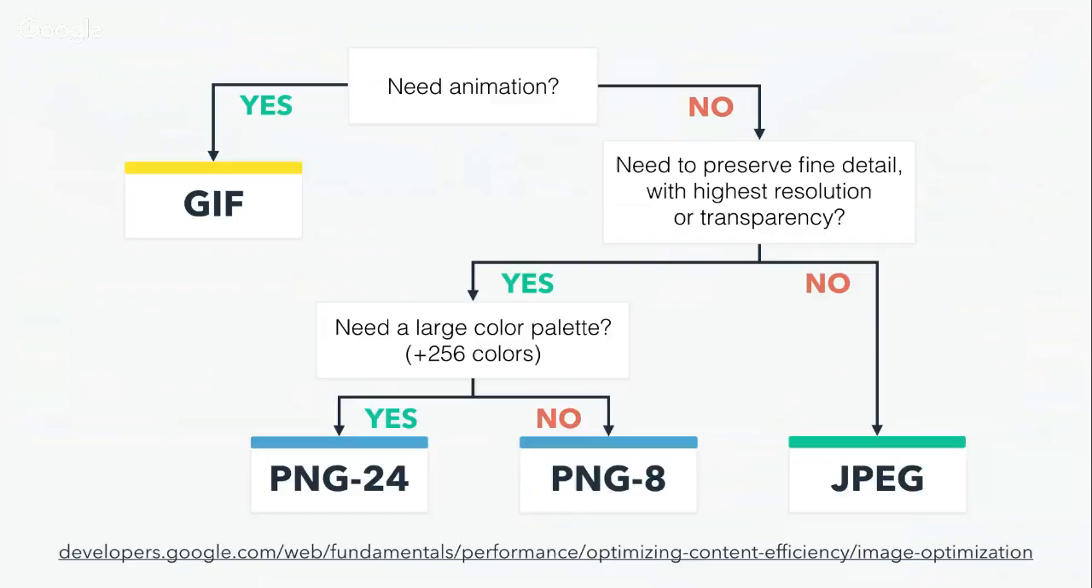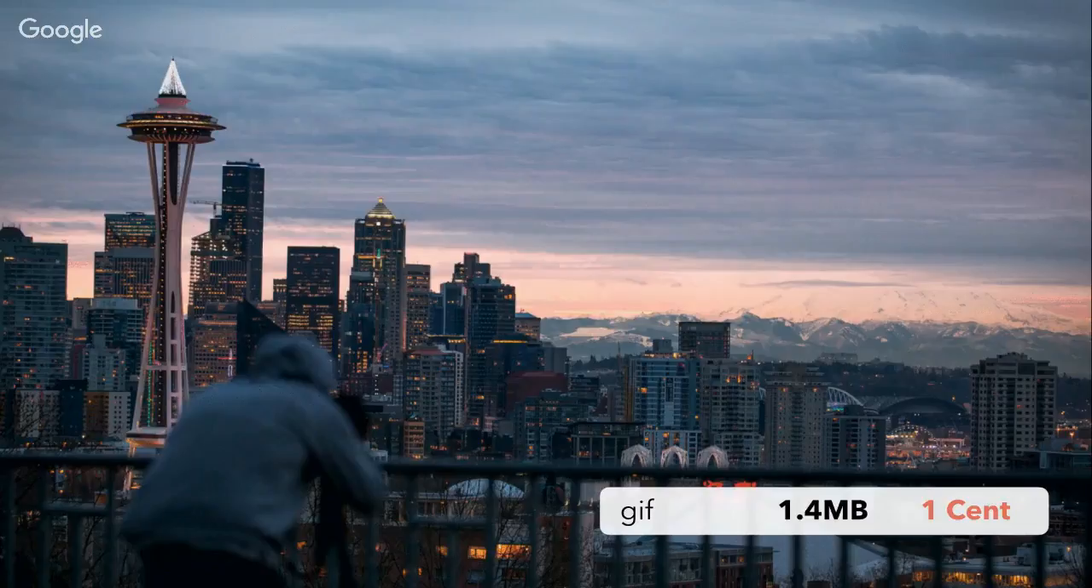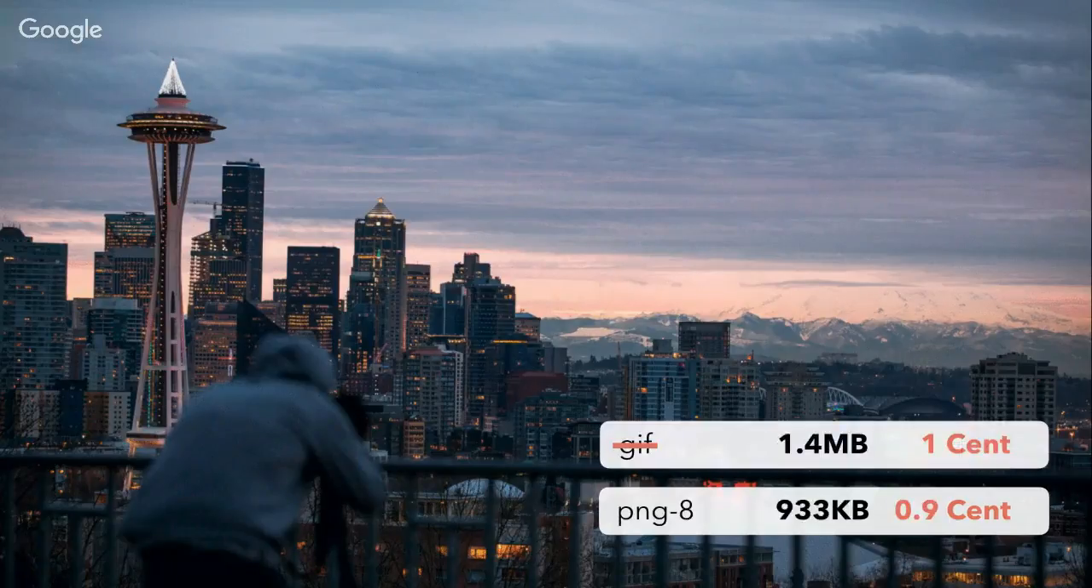So I looked around on the internet a little bit, and I found this image in a blog post. And this image will come over and over again during this talk. I don't know if it's visible via the Hangout, but I converted it to different image formats. So how much does it actually cost in a given format? What you see here is GIF, 1.4 meg, 1 cent.